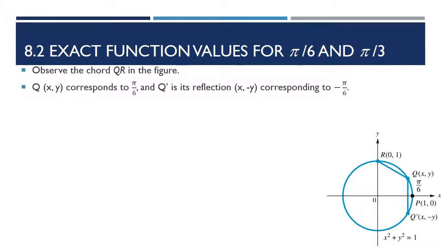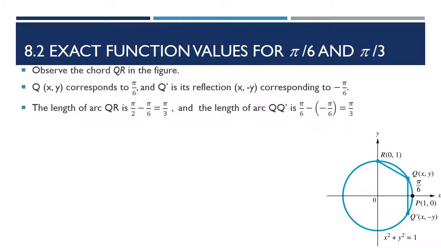Now we're going to do the same thing. We're going to figure out how to get pi over 6. Now this one is actually trickier. You've got three points here. You've got R, which is (0, 1), Q, which is (x, y), and Q is going to correspond to pi over 6. And then we've actually got the reflection of Q, so we've reflected it across the x-axis, and that is Q prime, which is (x, negative y). And that will actually be negative pi over 6.